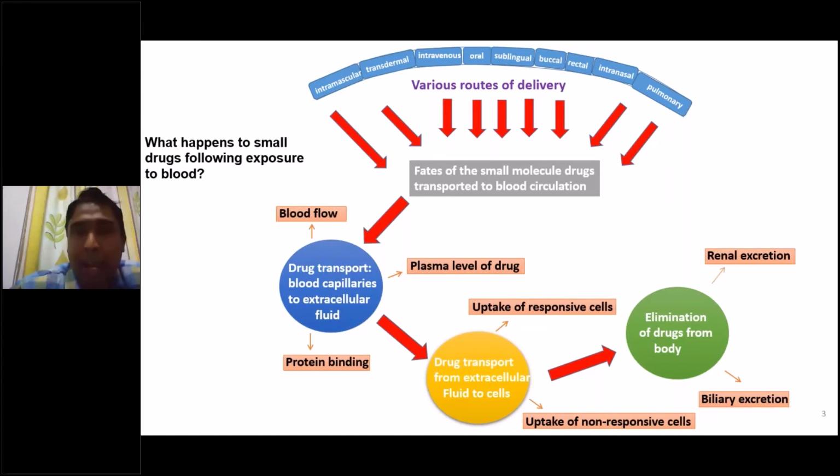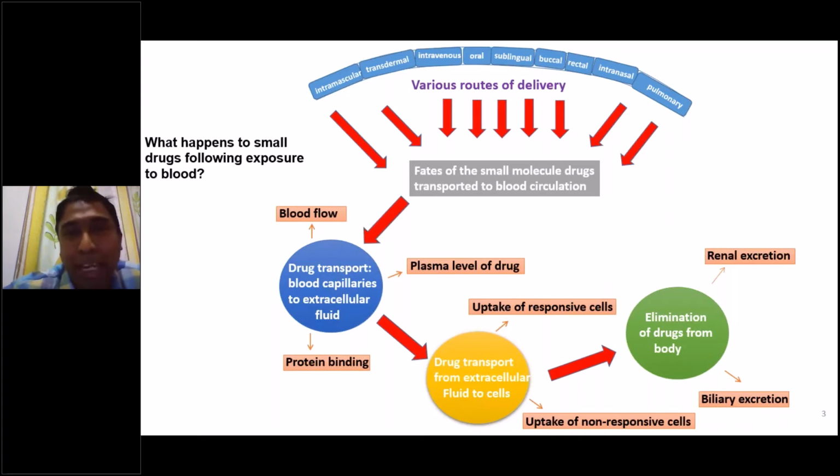Okay, let me discuss the background. What are the limitations and what are the mechanisms of the delivery of small molecule drugs? Most of the drugs we use still today are small molecule drugs, which means the drug size is below 1 nanometer. So quite small.